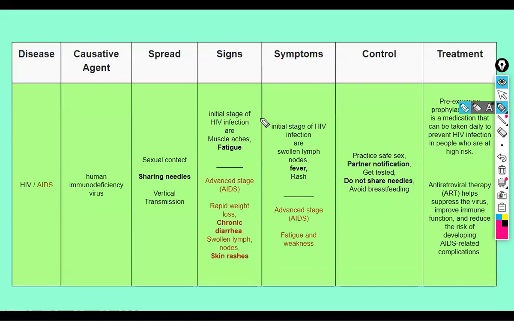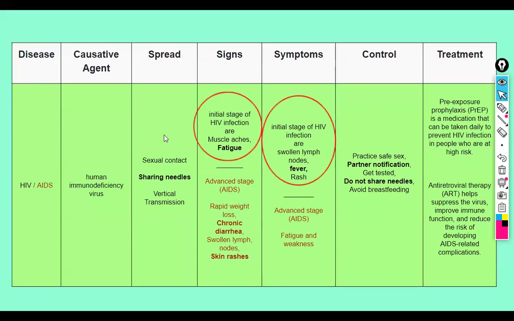The error here is this. You all notice I switched the signs and symptoms. I'm circling it there.